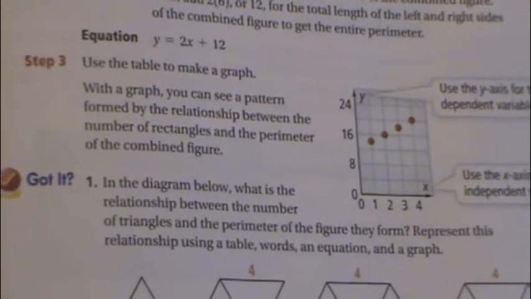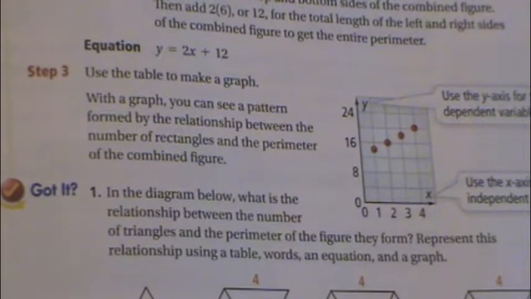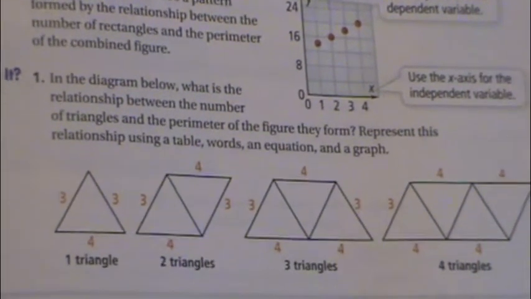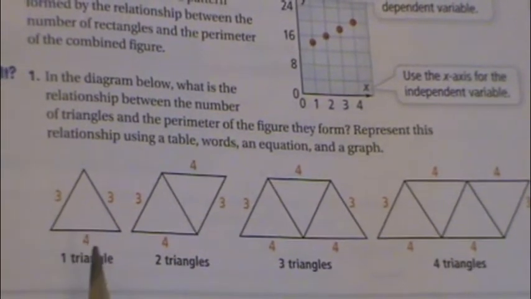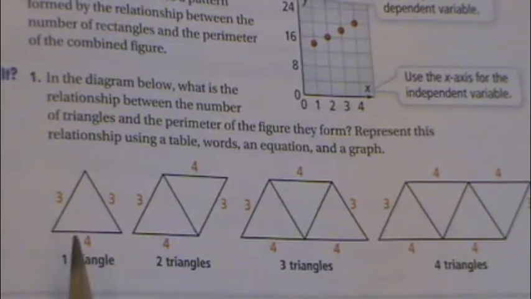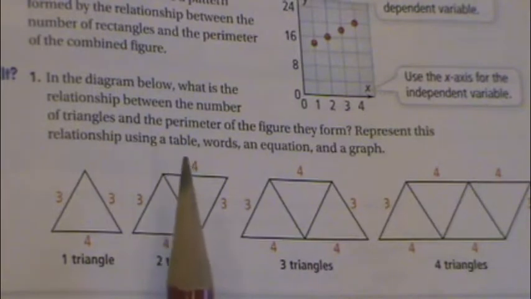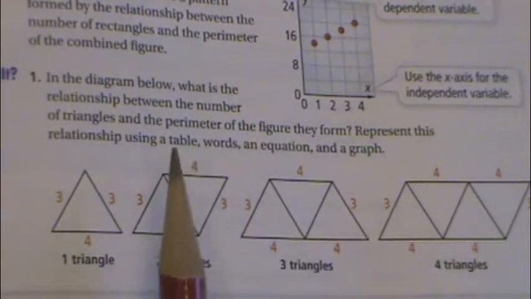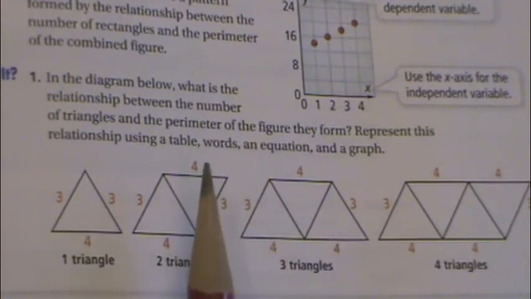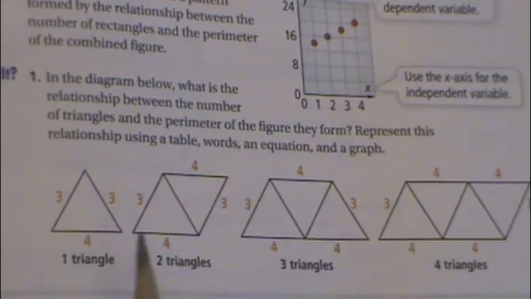And now we are ready to tackle got it number 1. Whew. In the diagram, what's the relationship between the number of triangles and the perimeter of the figure? This is not just add it up, count it up, and tell me the number answer. I need to see a table, I need to see the equation, I need to see a graph. If you can do table, equation, and graph, I know you can do words. If you are unable to do one of those, give me the words, and then we'll go from there.